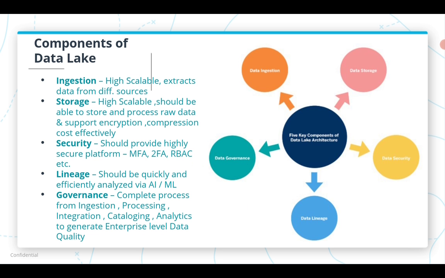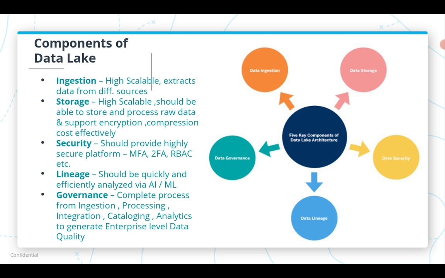Moving on next to the components of a data lake. So there are 5 broader classifications or components of a data lake. We have the ingestion, storage, security, lineage, and governance. Broadly, the ingestion layer is where we extract data from various different sources. There can be various formats of data, heterogeneous, homogeneous, structured, unstructured, video, images, text, etc.